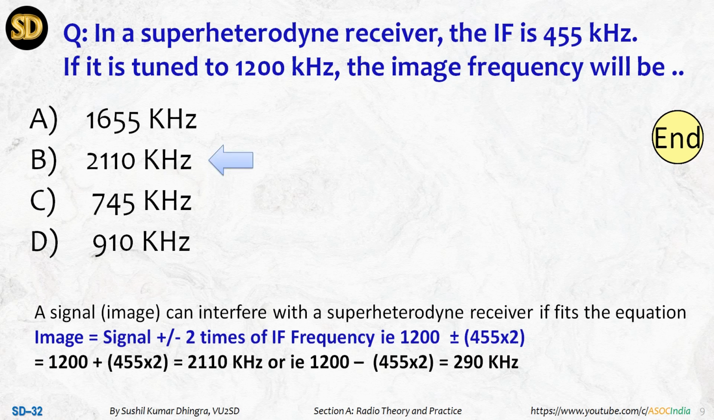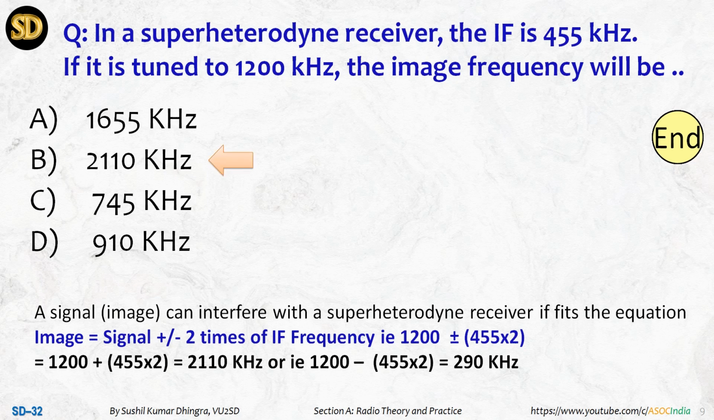And what is the incoming frequency? 1200 kHz. What is the IF frequency? 455 kHz. Both are kHz. Now you have to calculate both frequencies. Plus 1200 plus 455 into 2, 2110 kHz. This is the higher side. Or the other one, difference of 2, lower side 290 kHz.